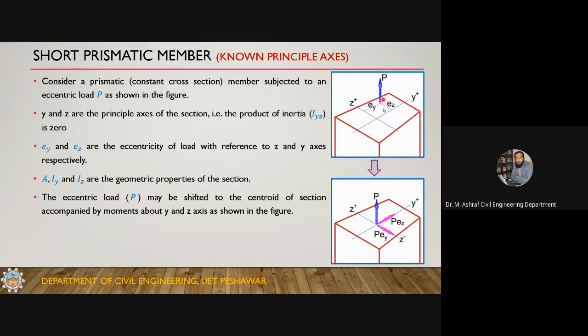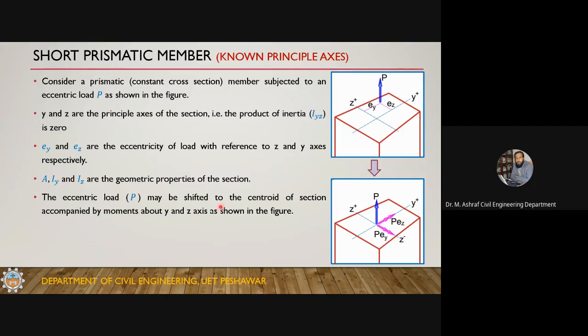Here you can see, when you shift this force from this location to the centroid, it results in two moments. One is the moment about the y-axis, and another one is the moment about the negative z-axis. So this is PEZ, and this is PEY. So how did we get these moments?